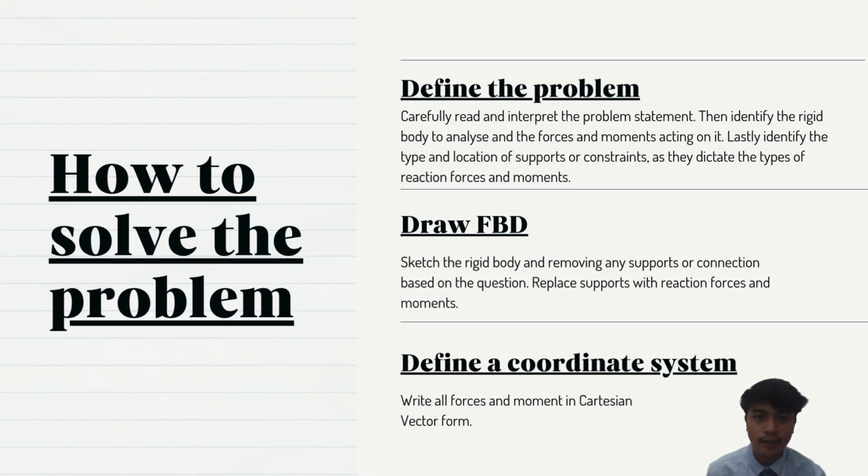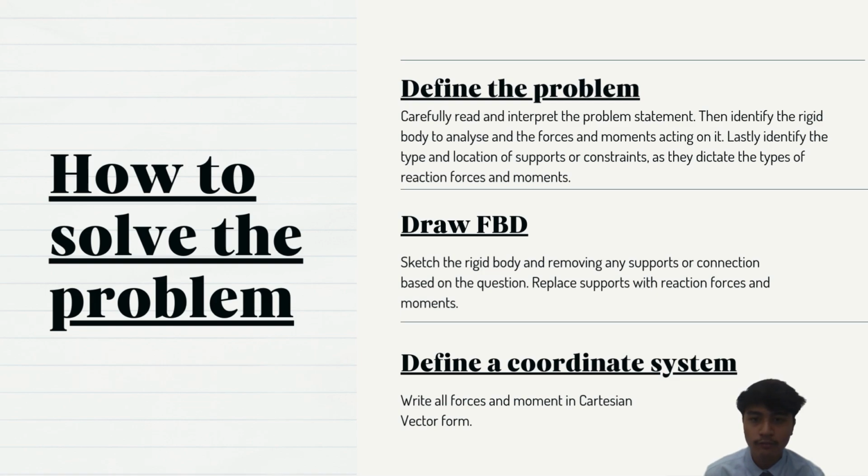Carefully read and interpret the problem statement, then identify the rigid body to analyze and the forces and moments acting on it. Lastly, we need to identify the type and location of supports or constraints as they dictate the types of reaction forces and moments. Then secondly, we need to draw the FBD, sketching the rigid body and removing any supports or connections based on the question. Replace supports with reaction forces and moments.